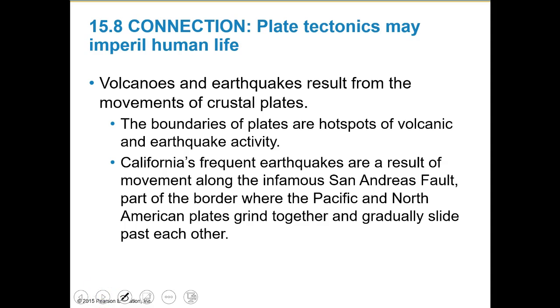Volcanoes and earthquakes result from movements of the crustal plates as they come together. We can get mountains and volcanoes, and earthquakes as they slide past one another. The boundaries of plates are hotspots of volcanic and earthquake activity. California's frequent earthquakes are a result of that infamous San Andreas Fault, part of the border between the Pacific and North American plates, and they grind together and gradually slide past each other.